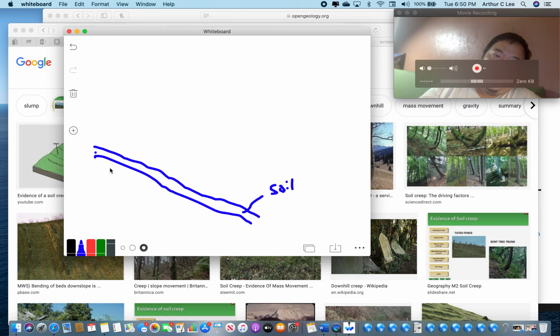Let's put an imaginary pebble right here. When it rains, the soil will expand, pushing this pebble up. Then, when it becomes dry, gravity will pull it down. So over time, this pebble is going to move downslope. Soil moves slowly. No human being has ever seen soil creep because it's so slow. But if you set up a time-lapse camera, you can see the soil actually move very slowly.